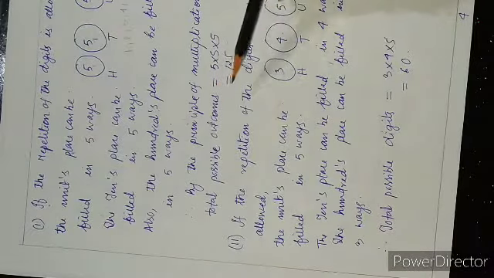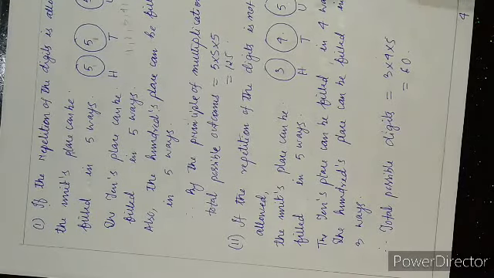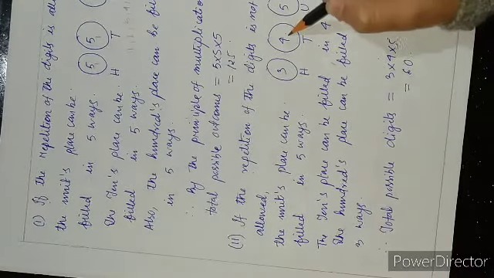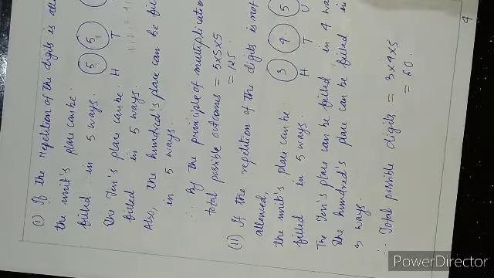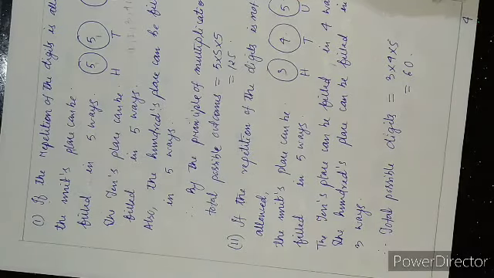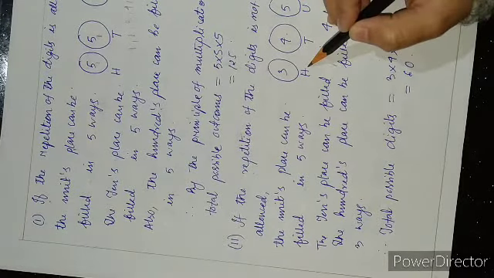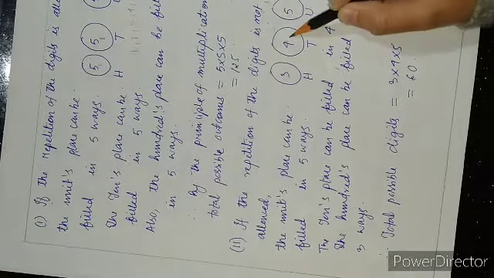Number 2, if the repetition of the digit is not allowed. If we place 1 in the units place, then this 1 cannot be repeated in 10 place and 100 place. So we are left with 5 minus 1 is equal to 4 digits.